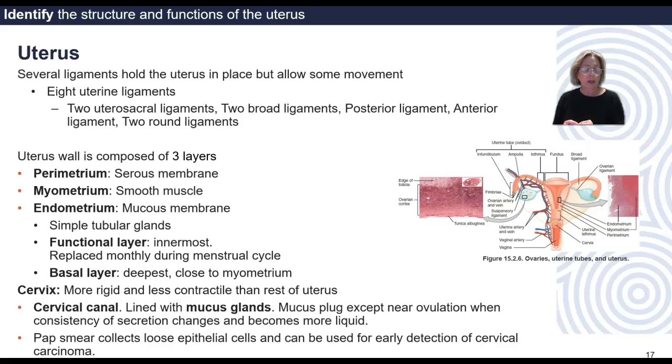A pap smear then, many of you in the class may have had a pap smear, collects loose epithelial cells and can be used then for early detection of cervical carcinoma. But I'm sure that nearly everybody, all females in the class, and males for that matter, have probably been vaccinated against HPV. Started with vaccinating females, but now males get it as well to prevent transmission of that virus, human papilloma virus, that is linked to cervical cancer. And of course, the name of that vaccine is Gardasil.